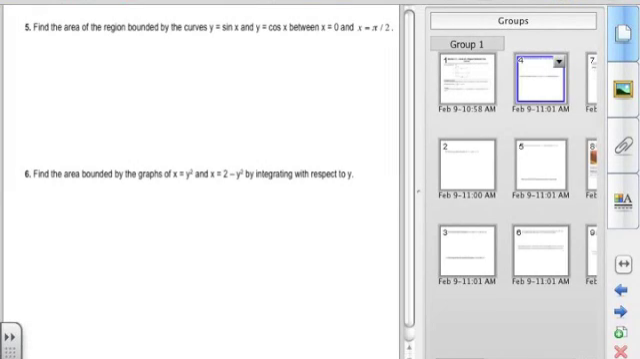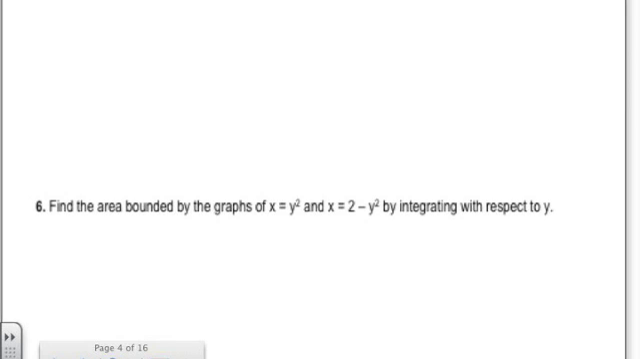All right, so it says find the area bounded by the graphs of x equals y squared and x equals 2 minus y squared by integrating with respect to y. Okay. All right, so this one we have x equals y squared. So what does that look like? Sideways parabola, right? You got it.